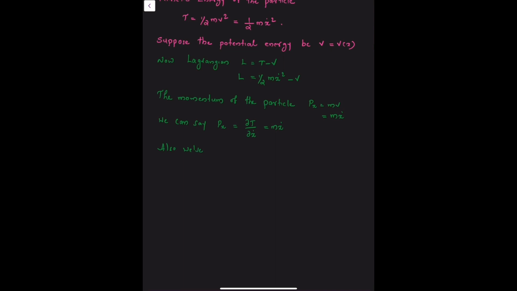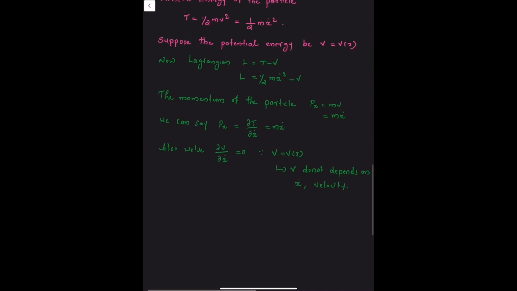Also we have written the expression for the potential energy which is equal to V of x. That is the potential energy depending upon x, not x dot. Therefore if you take the derivative, dou V by dou x dot is equal to 0, because the potential energy is a function of x only. Potential energy does not depend upon the velocity.